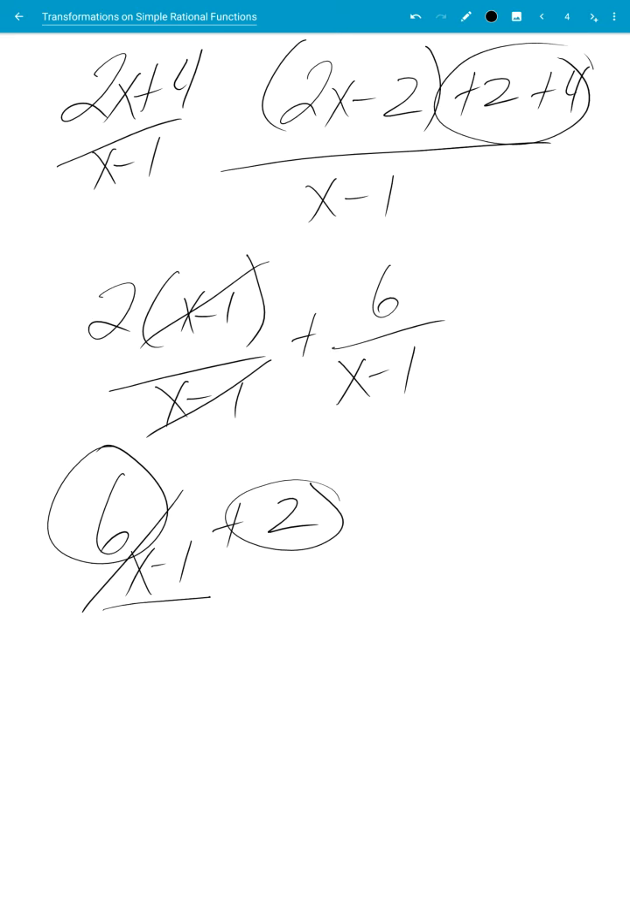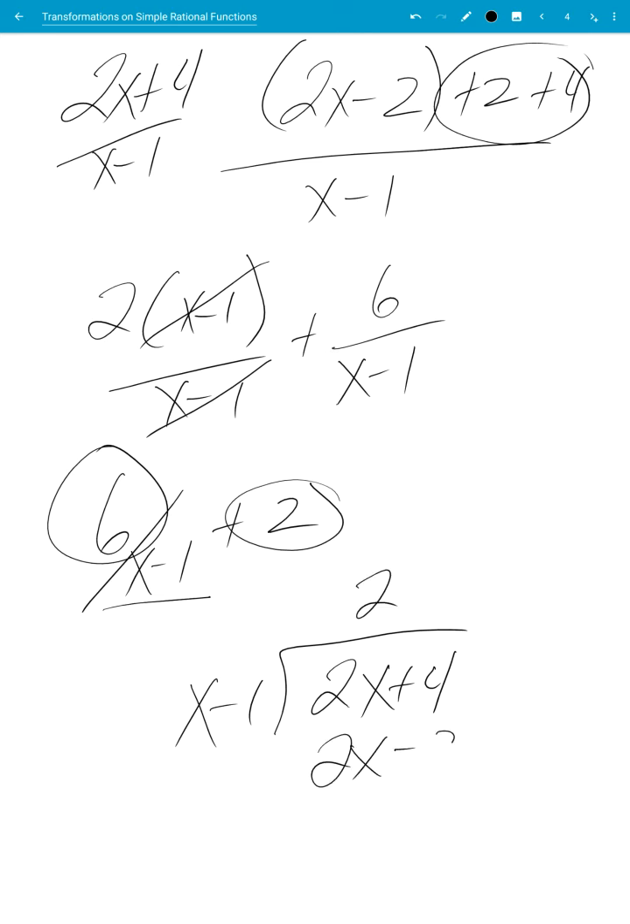If I were to take x minus 1 and divide it into 2x plus 4, this is what I get when I do the synthetic division. I come up here and I get 2, and then this is going to give me 2x minus 2. So 2x minus 2x is 0, and then 4 minus negative 2 is positive 6. This gives me my stretch factor. So I tried this again with a couple of other ones.